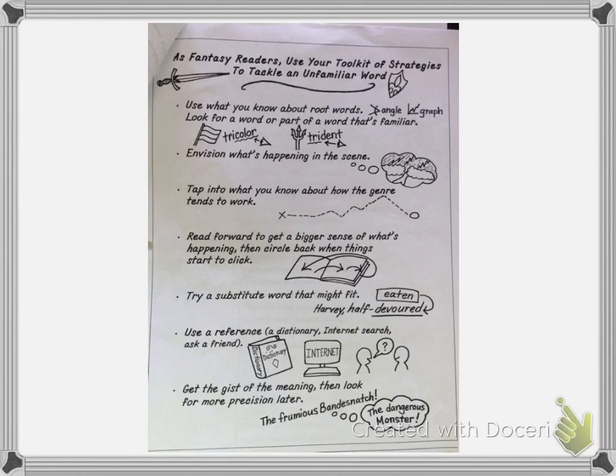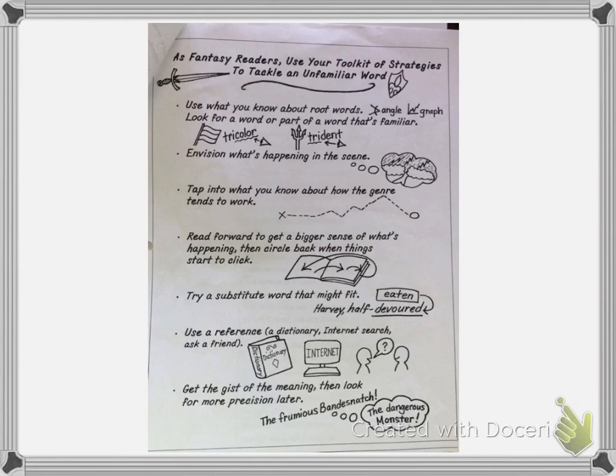Tap into what you know about how the genre tends to work. Read forward to get a bigger sense of what's happening, and circle back to think when things start to click. Like we didn't understand what a tesseract was, so we had to continue reading on. And then when they actually talked about tessering, we realized what the tesseract was, what they were using in order to be able to move and to tesser.